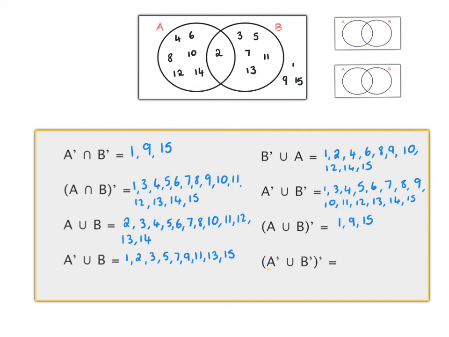For the last one, we need to shade A complement, which is everything that is not in A, and then B complement, which is everything not in B. Now, if I shaded that on the Venn diagram, that would leave me this. Now, we want the complement of this. So actually, I want everything now that is not shaded, so it is only the centre. So A complement union B, and then the complement of that is going to be just 2.